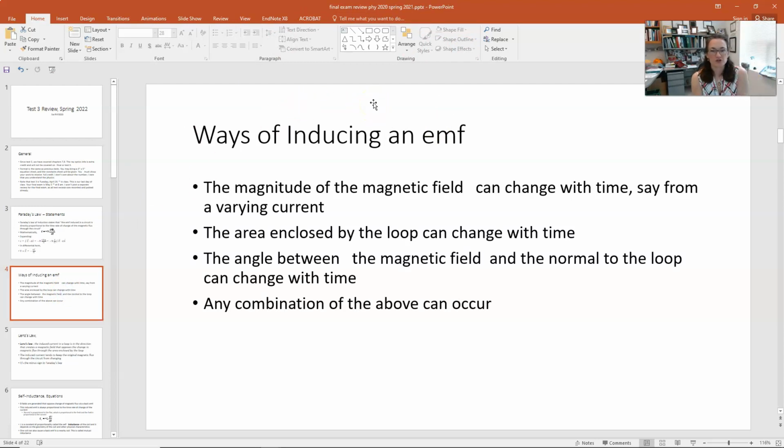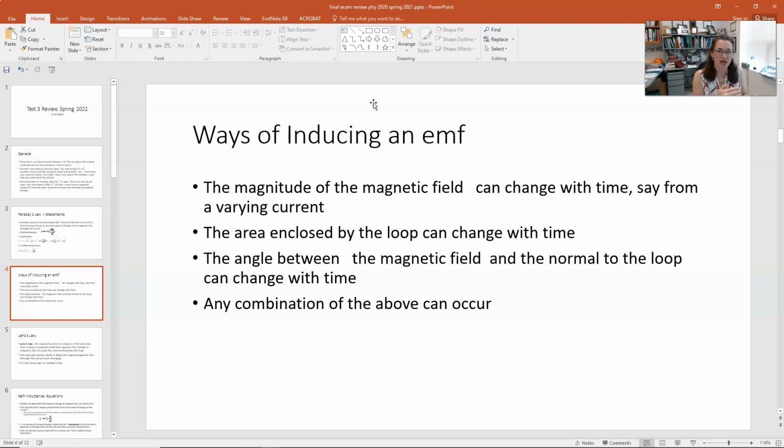So remember that you can induce an EMF by changing the magnitude of the magnetic field. So for example, if you have a current running through a solenoid and the current's changing with time, then the magnetic field in the solenoid's changing with time. So that's one way to change a magnetic field, is to change the magnitude of it. All you have to do is change the flux. Change the area enclosed by the loop. That was kind of our motional EMF thing.